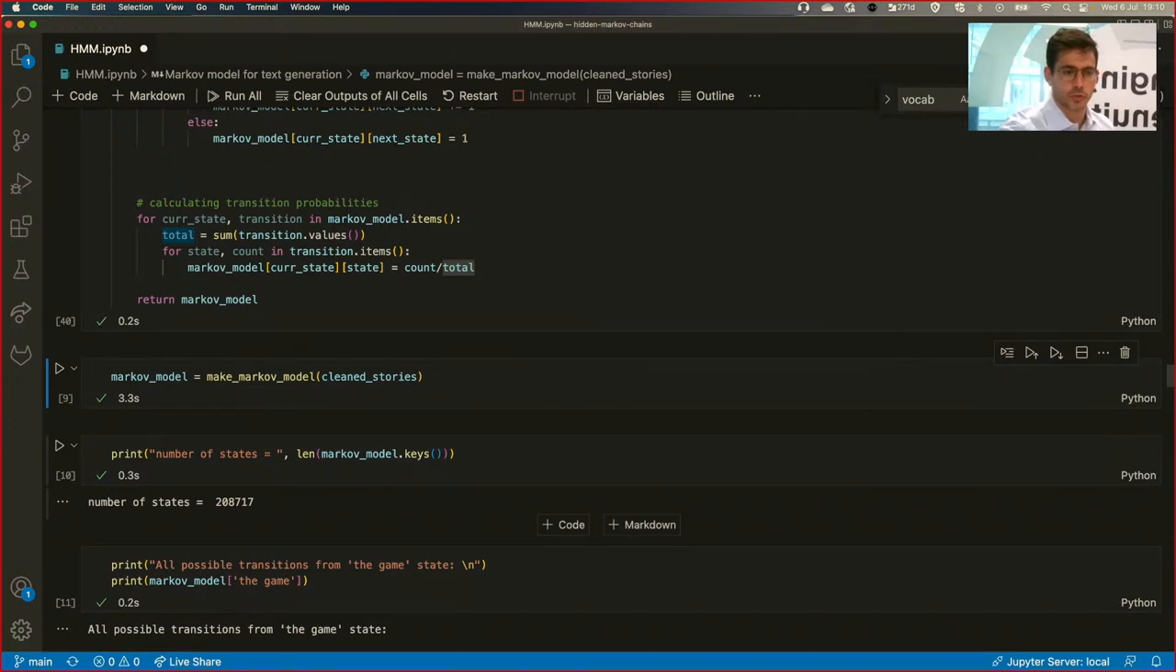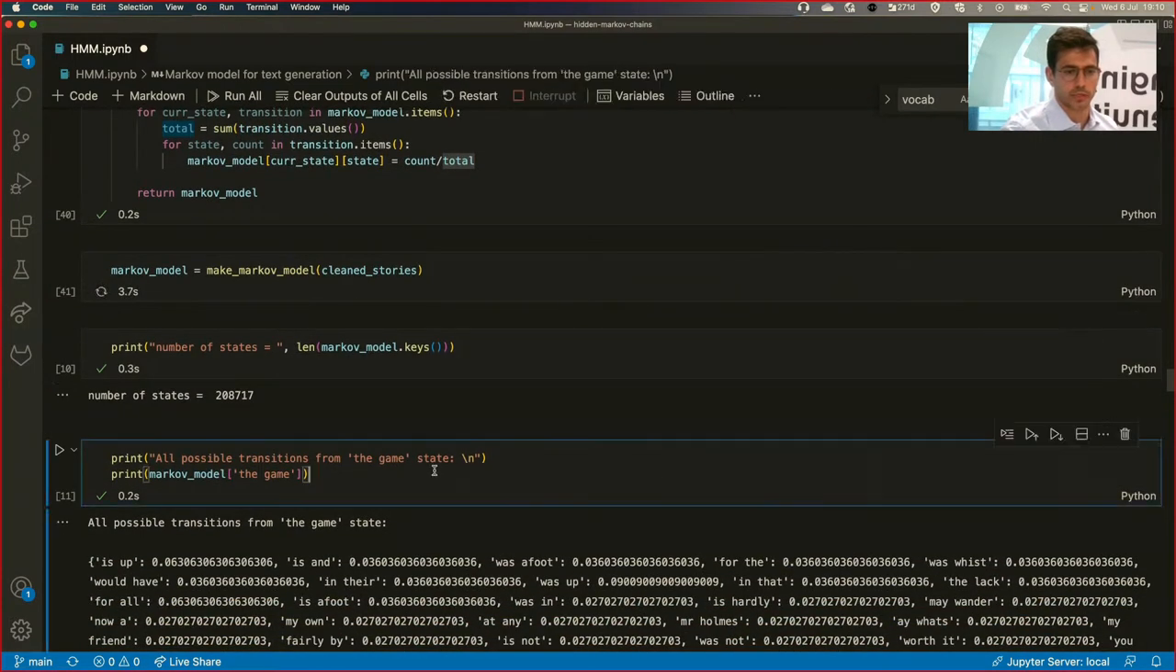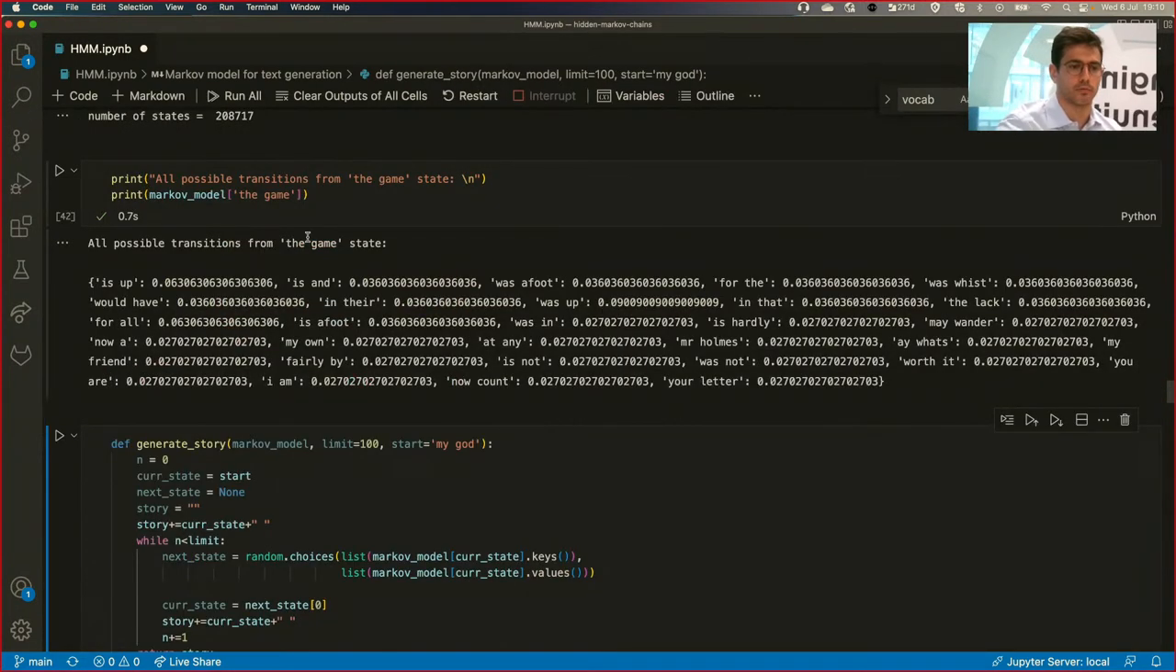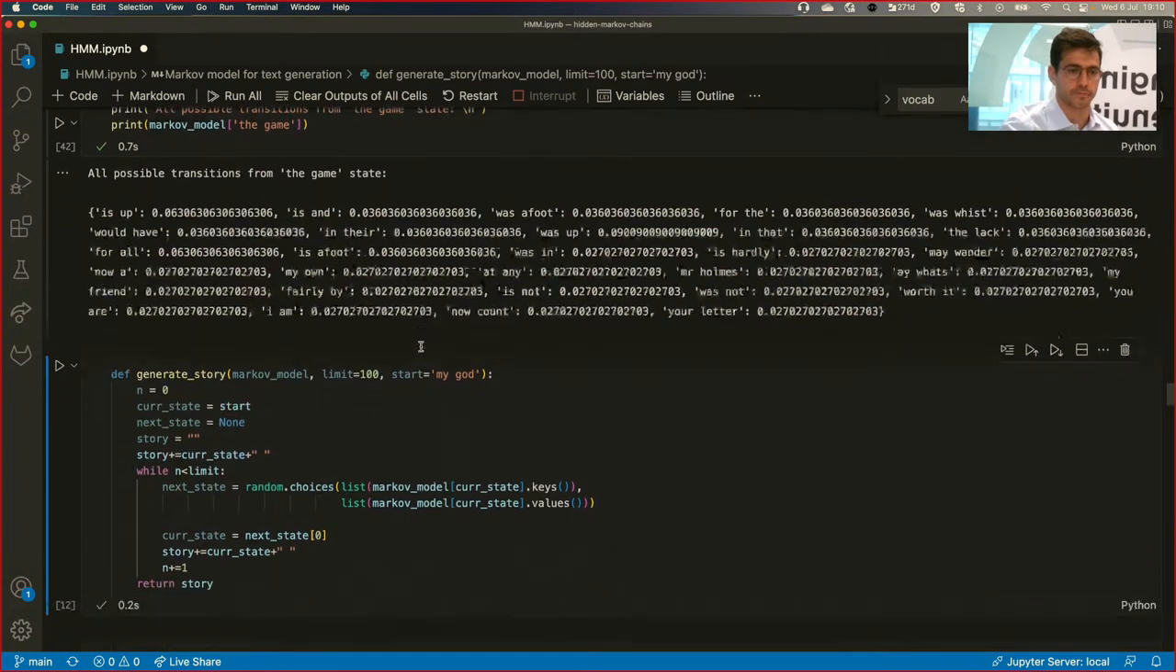By applying that to our clean stories list, we can see how an example could look for a particular state. For example, the diagram, the game, this is what it looked like when it comes to the next state and their probability. And this is again essentially the transition probability matrix A from our presentation before.